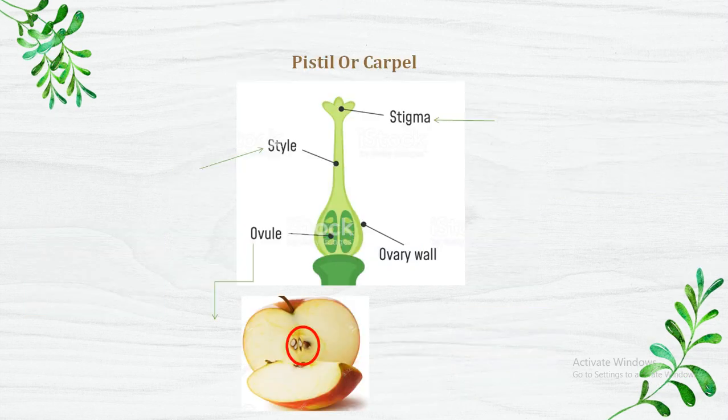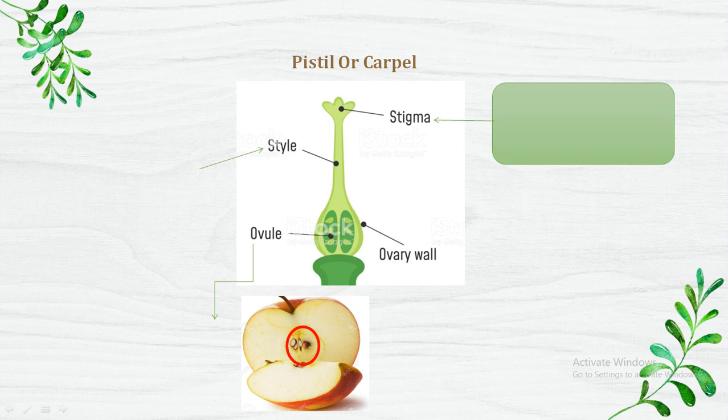So here is the detailed structure of the pistil or carpel. As I told you, this is the female part of the flower and plays an important part in fertilization, and it consists of three parts, that is number one, stigma, style, and ovary. So we'll discuss each part one by one.